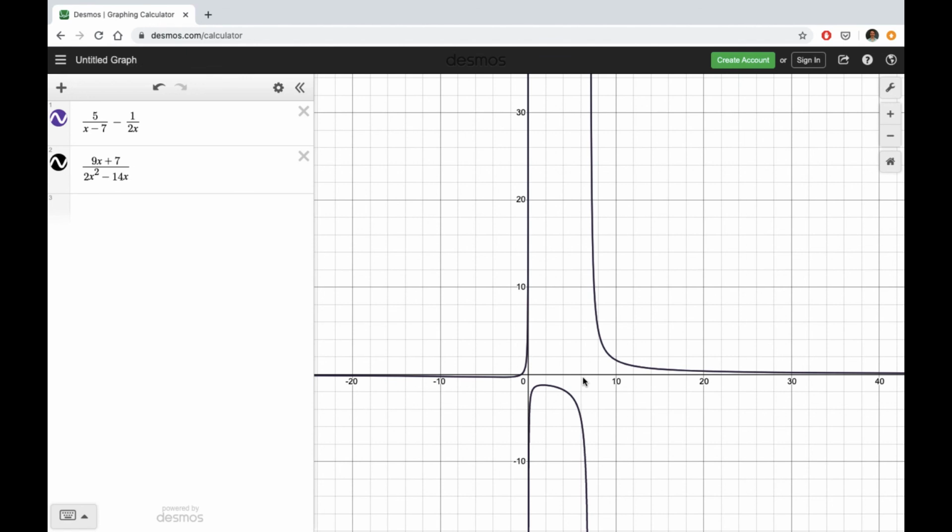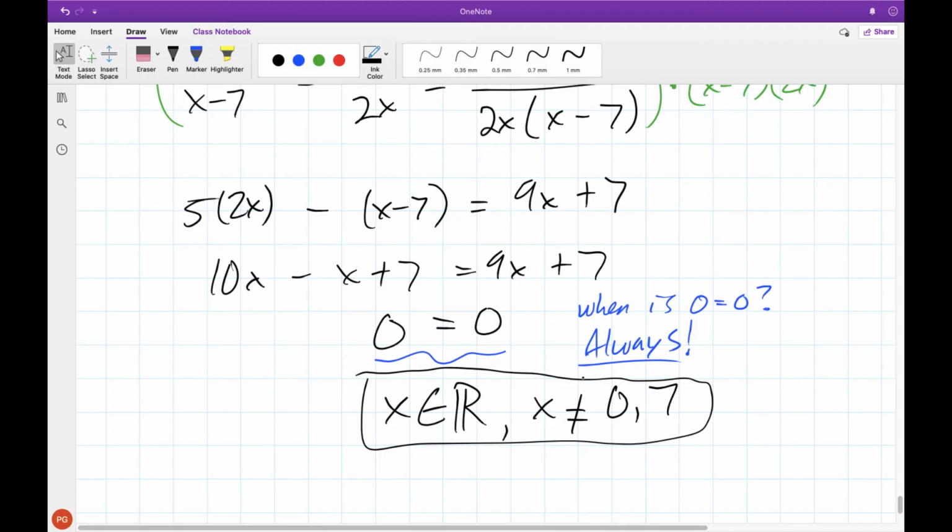Now these spots have a special name. They're called asymptotes, and we're going to talk about them a little bit next time when we try and graph rational functions.